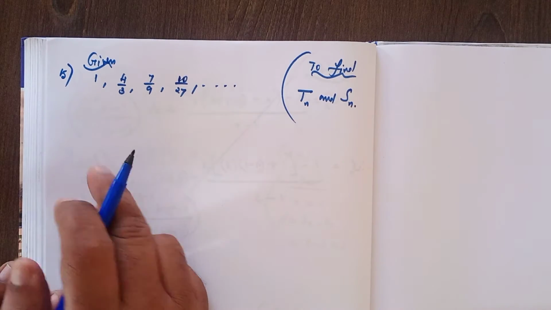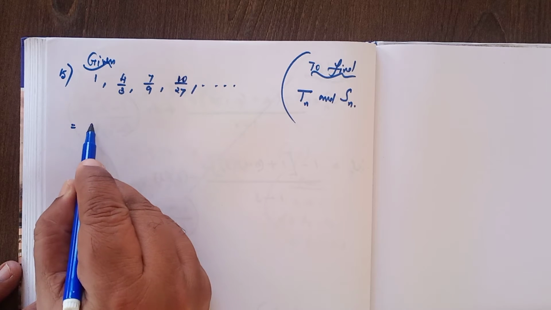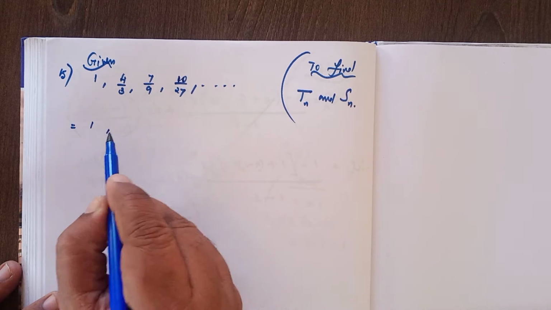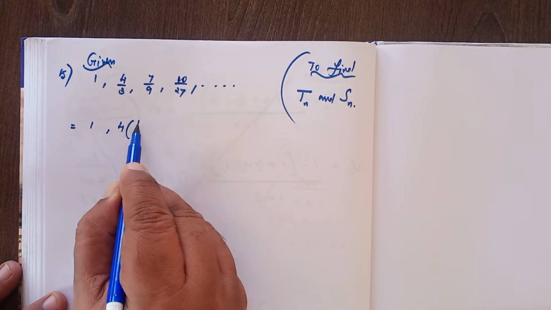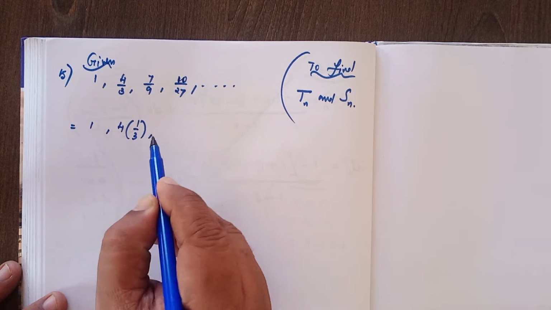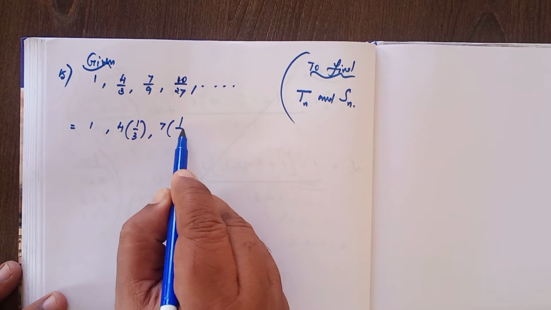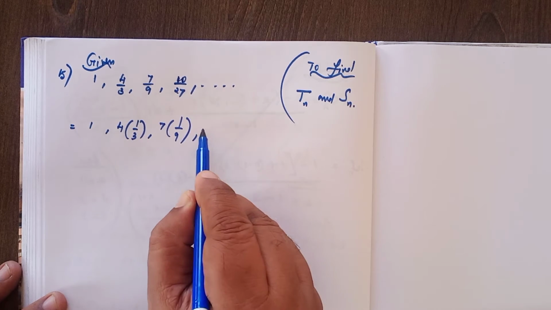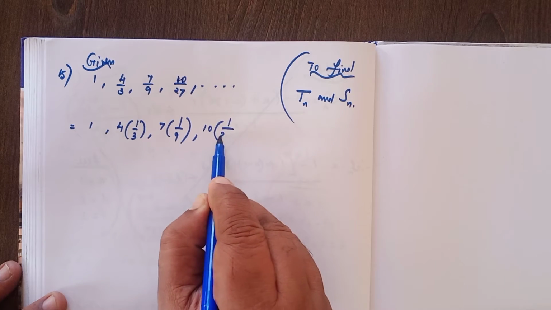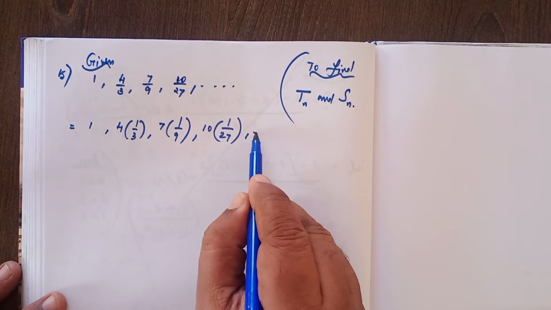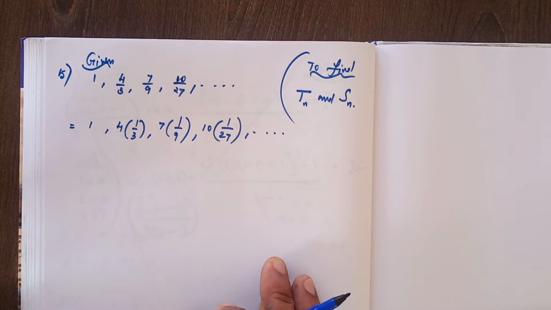Here is the given sequence. This can be written as 1, 4 into 1 by 3, 7 into 1 by 9, 10 into 1 by 27, etc. These two are same only.